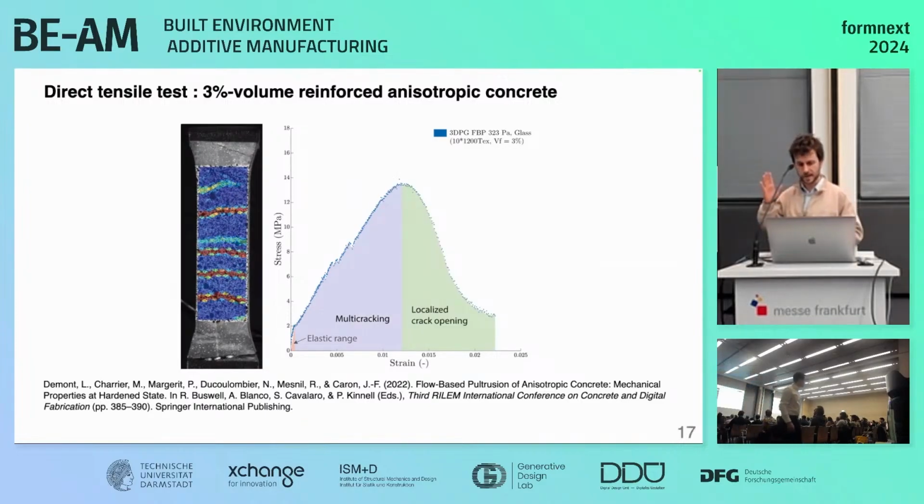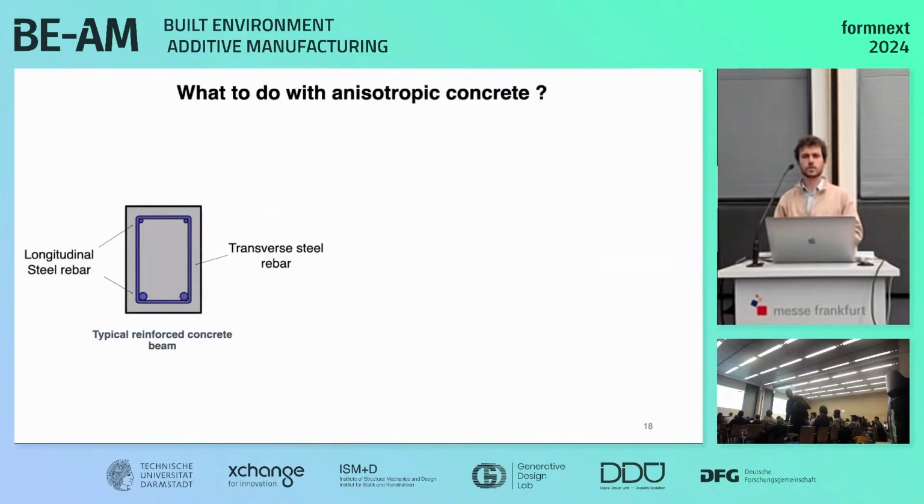But at that point, we have a large improvement of the tensile strength of the material and a ductile failure type, which is good for construction applications. But now what can we do with this?